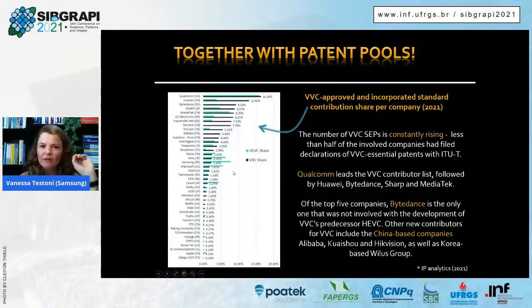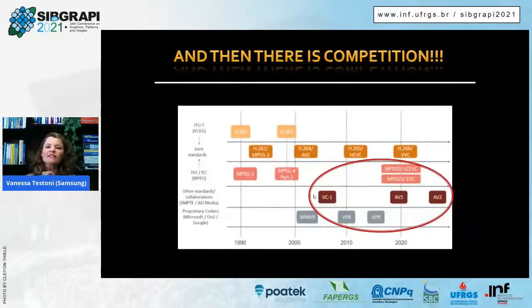And another thing we also see are companies that were very much involved in the HEVC, such as Samsung, Microsoft, Sony, and that are not so much involved with VVC. And the reasons, many reasons, patent problems, but also one reason that I will show next. And the reason is that there is competition, right? So we call it competition in a polite way, but maybe we could call it a codec war.